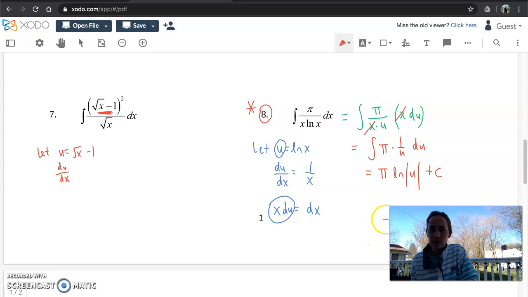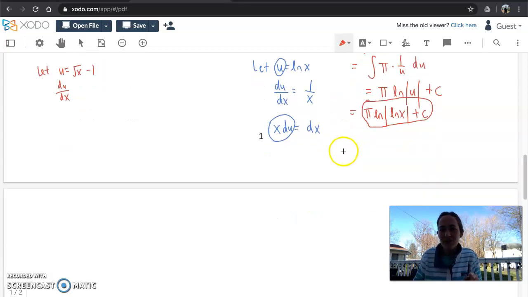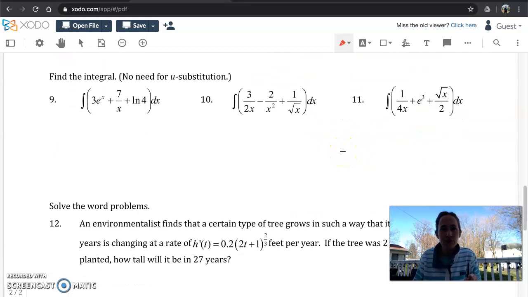That is crucial. And then you can finish it, plug back in. This is just a weird looking answer. It's pi natural log, wait for it, of the natural log, because that's what we called u, plus c. So I think it's been a while since we've seen a natural log of a natural log. Turn the page. I'll give you a few helpful hints on the other side too.